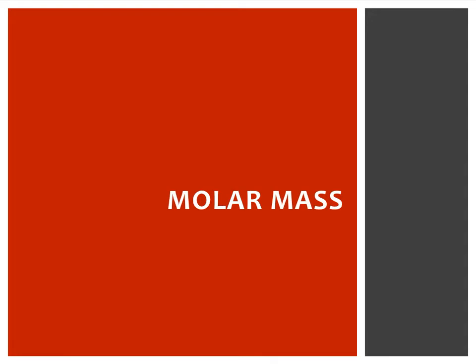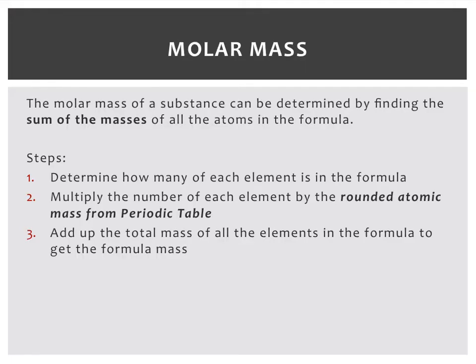Now the first one we're going to start with is the molar mass. And if we see here, I listed the steps in determining the molar mass of a substance. And you basically need to figure out what is the sum of the masses of all the atoms in the formula. So going step by step, you need to figure out how many of each element is in the formula. You need to multiply that number of each element by the rounded atomic mass from the periodic table. So you need to have that periodic table next to you in order to do these problems. And then after that, you add up the total mass of all the elements to get the overall formula mass.